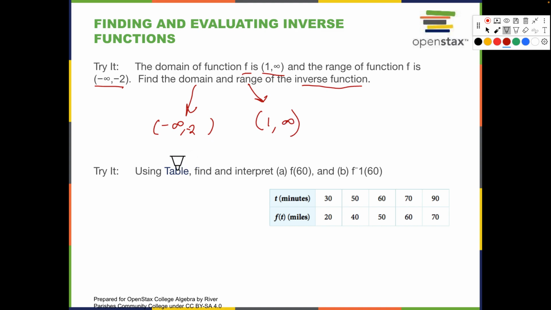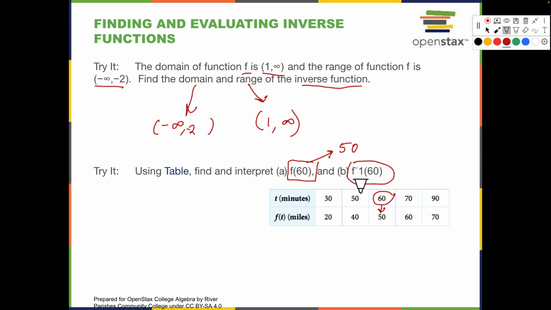You're going to have some problems where you're given a table and you're asked to find f of 60. Now this is what I would call the forward function, right? It's not the inverse. How do I look up f of 60? I go to where the input's 60 and I get its output. So this one would be equal to 50.